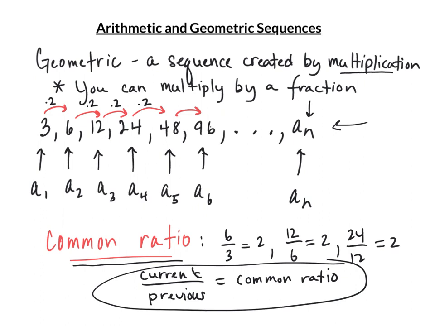If our sequence is decreasing, that means we're multiplying by a fraction. I could have a sequence where I multiply by half each time. In that case, each term would be half of the previous term.